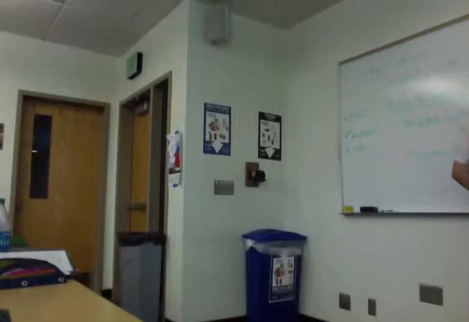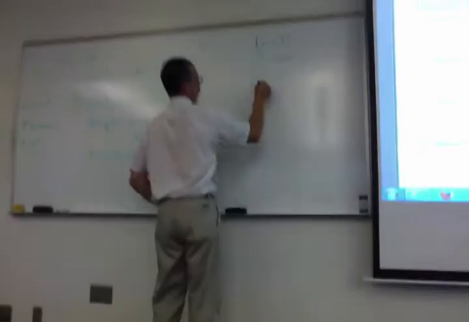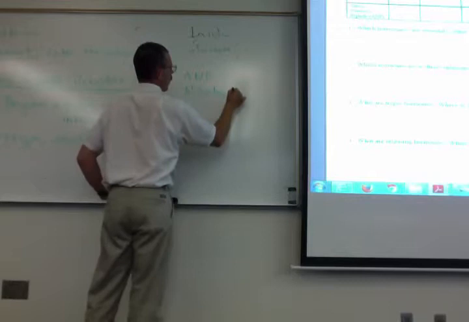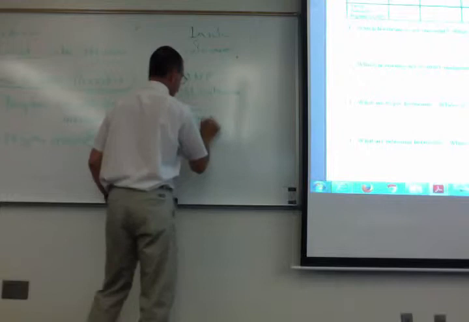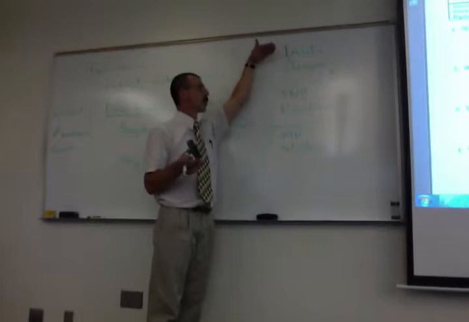Atrial natriuretic peptide and mineralocorticoids, very good, aldosterone. Parathyroid hormone, very good. So PTH, calcitonin. These hormones have an opposite hormone to counteract them. So let's review. Insulin does what? It lowers my blood sugar. Glucagon does what? Raises. So they're opposites, or antagonistic hormones.